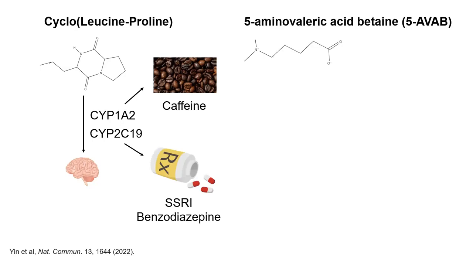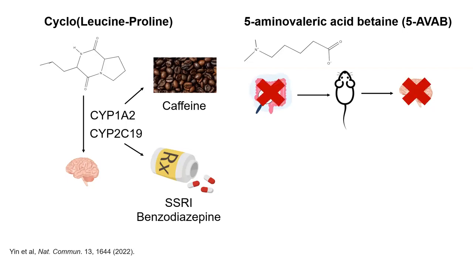Okay, so 5-AVAB is structurally very similar to carnitine, and it's been known from studies in mice that it's present in the fetal brain. However, when the maternal gut microbiome is absent, so are the levels of 5-AVAB in the brain, which indicates that at least partly this metabolite is most likely produced by the gut microbiome, at least in mice.